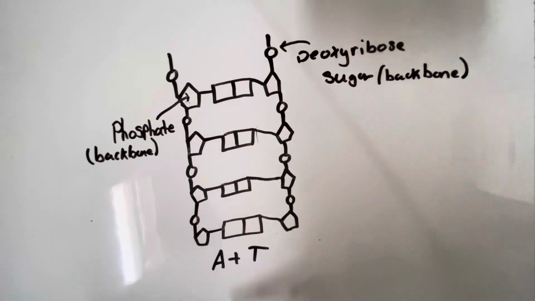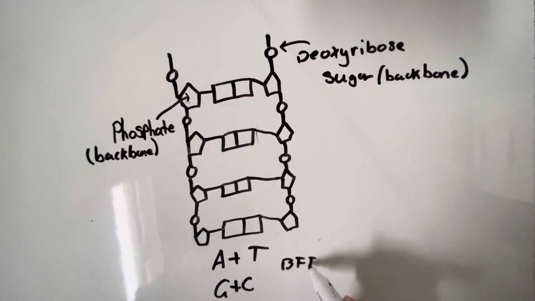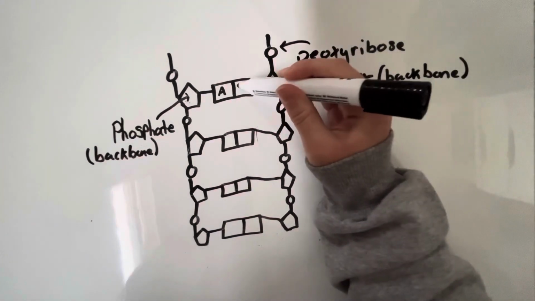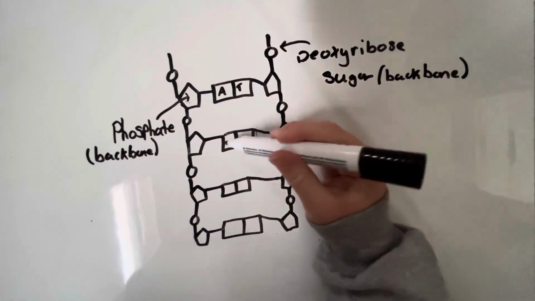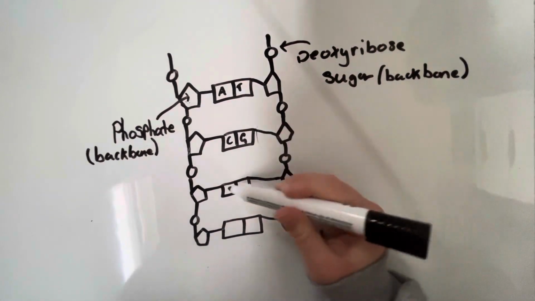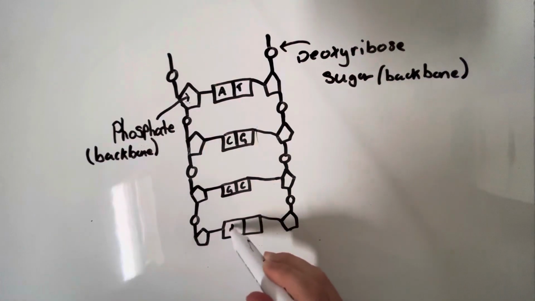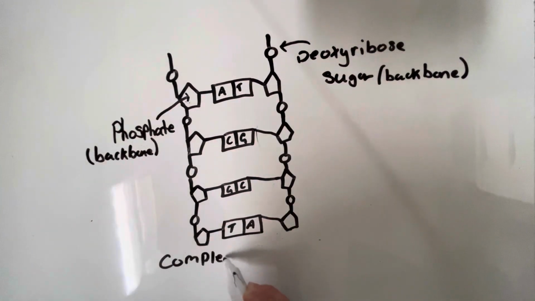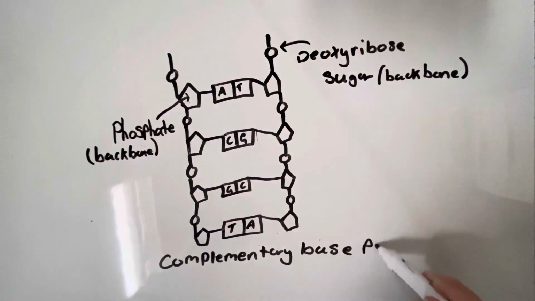Many people remember this as AT and GC. Think of them as best friends. However, the order that these pairs are arranged in differs depending on the DNA itself. For example, you could have AT, CG, GC, and TA. The way in which these 4 bases pair, which we just discussed, is known as complementary base pairing.